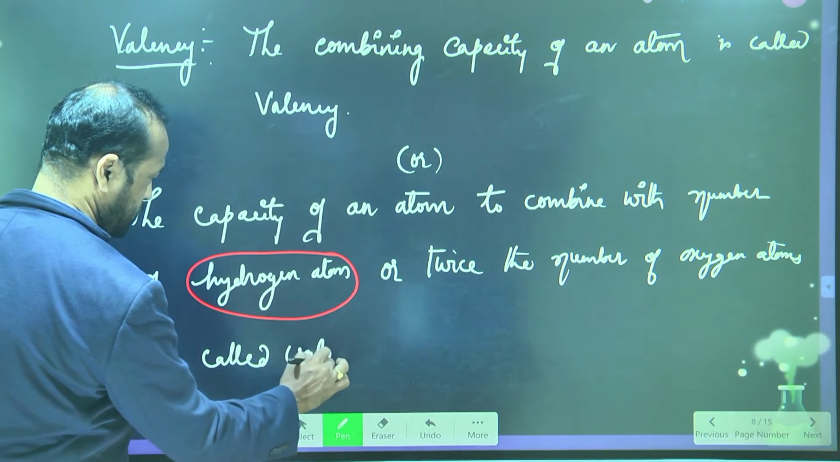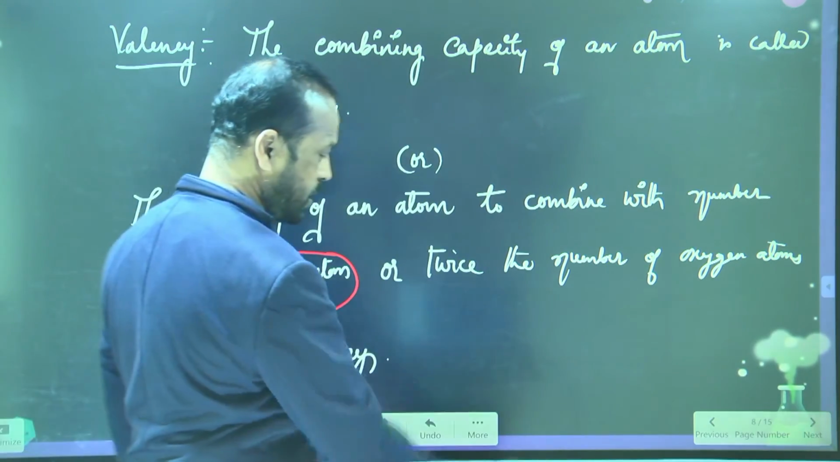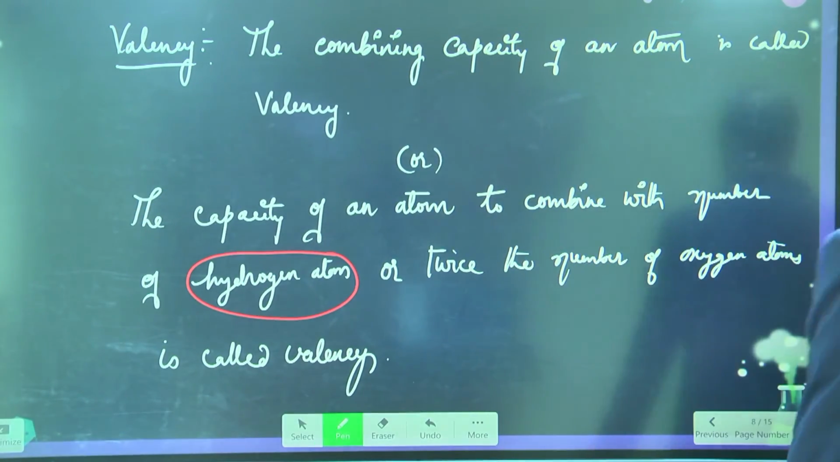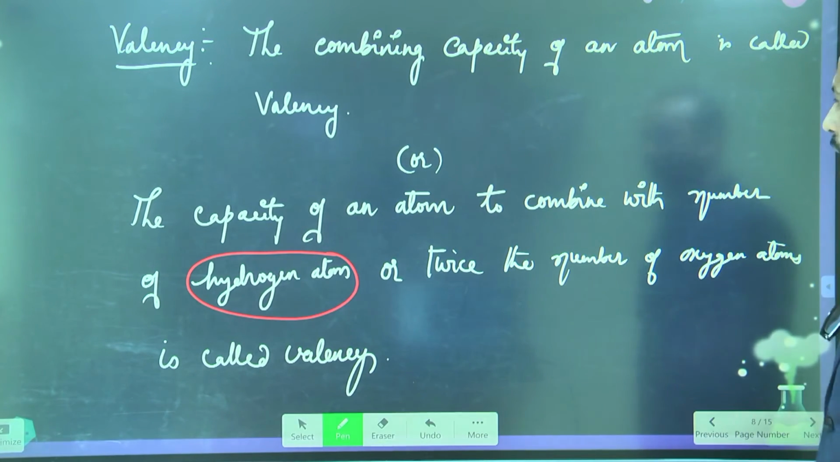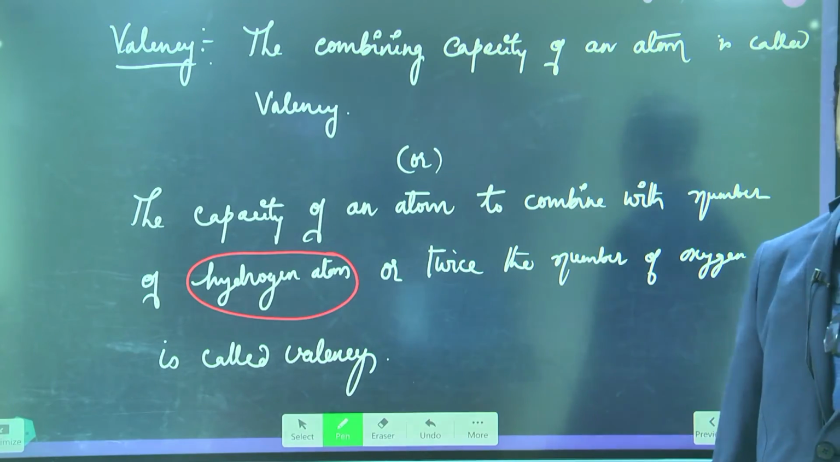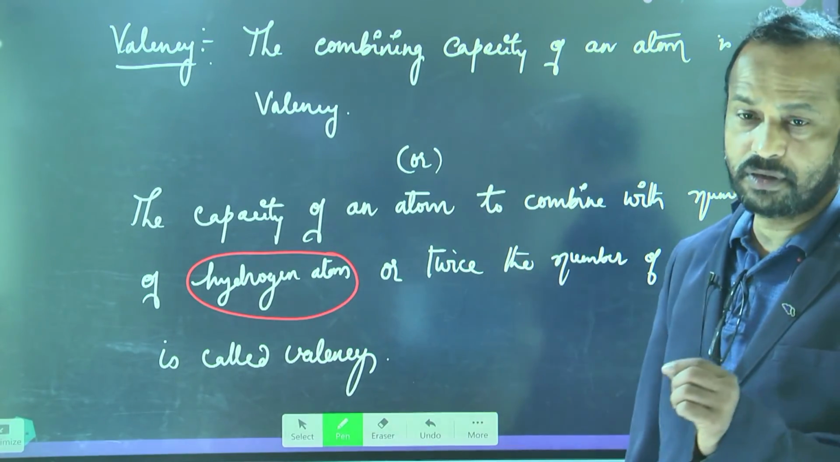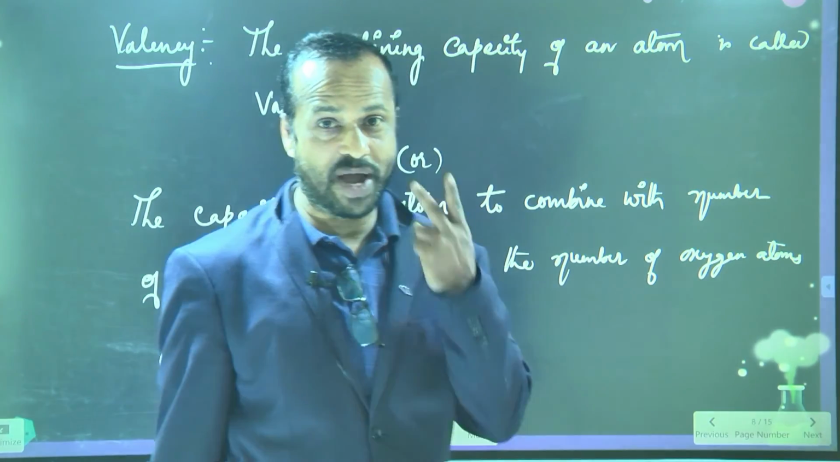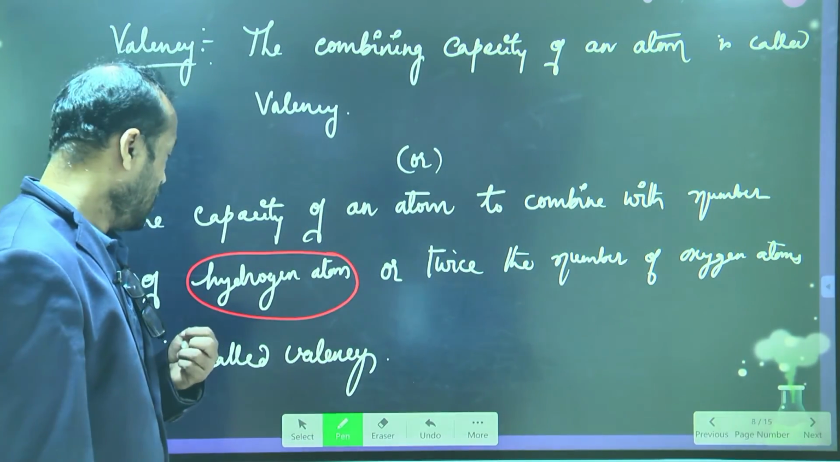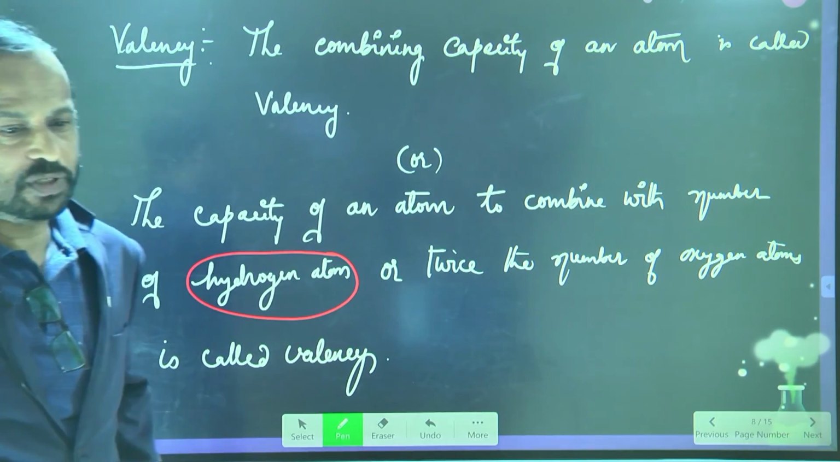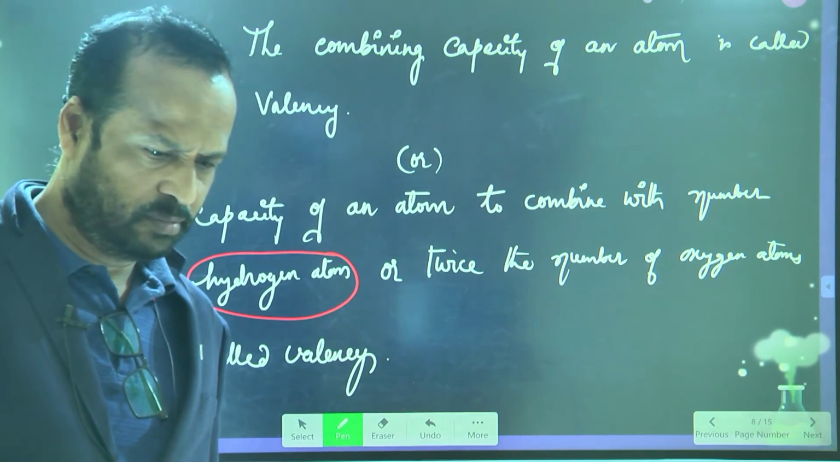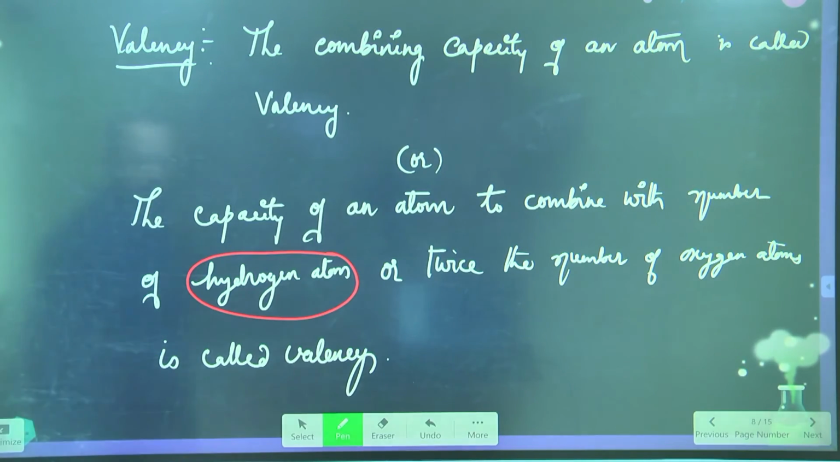Right. So now note down this one. The combining capacity of an atom is called valency, or the capacity of an atom to combine with the number of hydrogen atoms, or twice the number of oxygen atoms, is called valency. I'll explain this now. So once go through this one. Write this one. Done? Now I'll explain this.